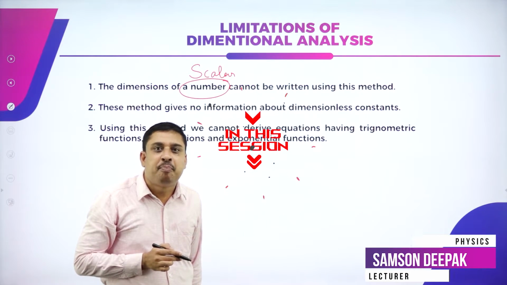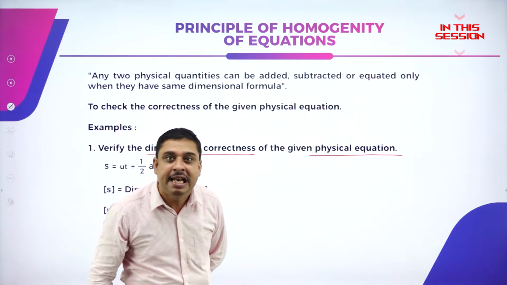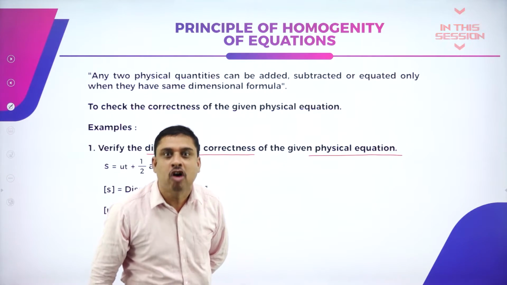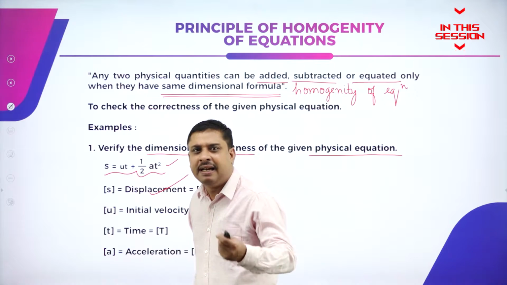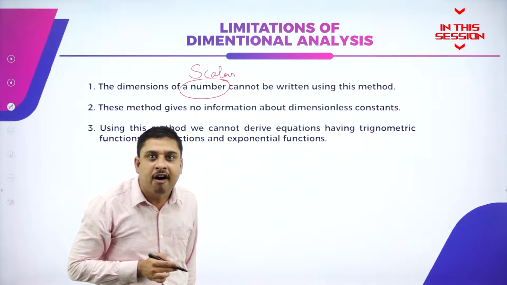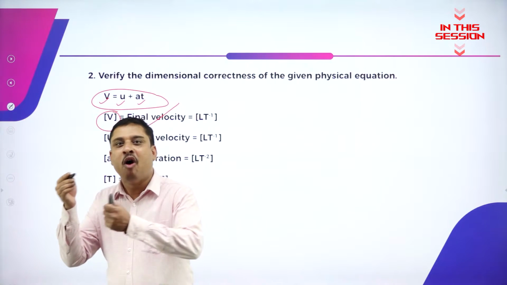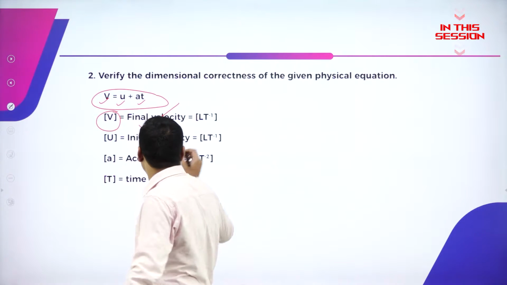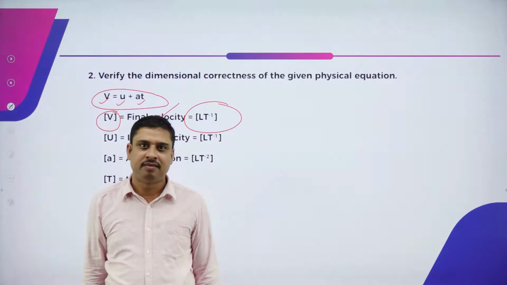Dimensions of a pure number. The given equation is dimensionally correct or false. And remember, displacement, distance, height, a scalar cannot be written using this method. Either initial or final velocity, it is LT minus 1.